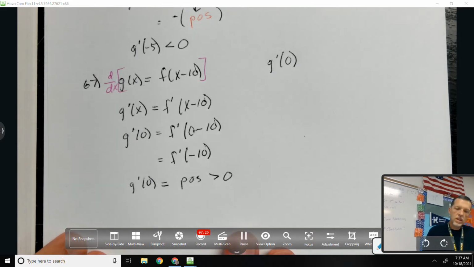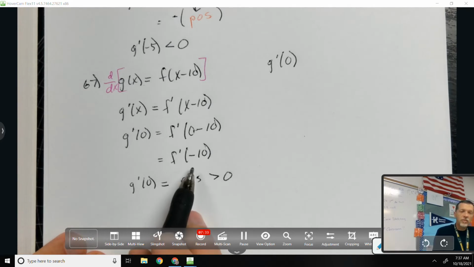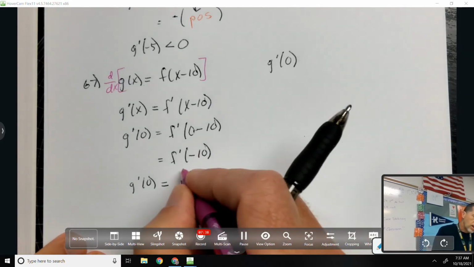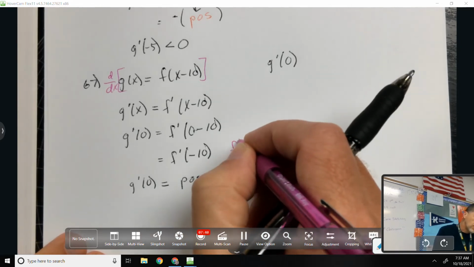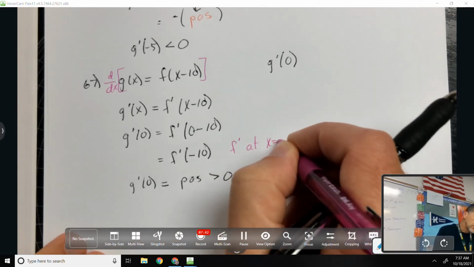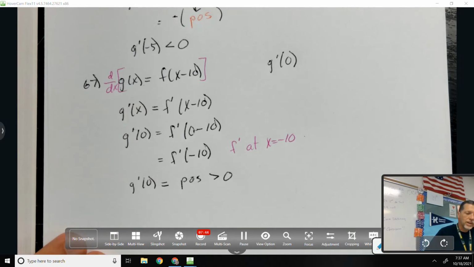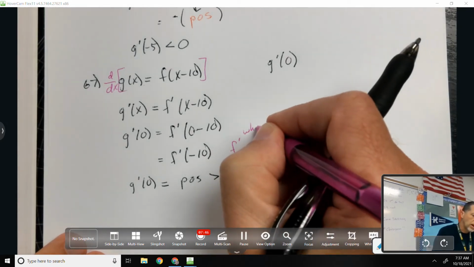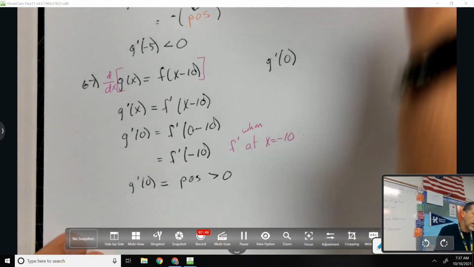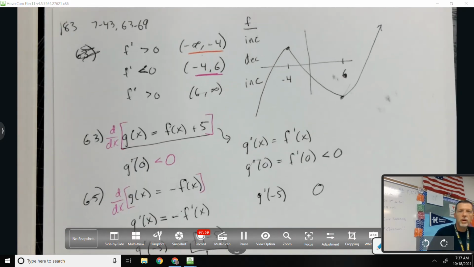Can you explain a little bit more about how you know which one to look for? Because I'm kind of confused about that. So like, how did I know f prime of negative 10? Yes. Okay. So remember, this means f prime at x equals negative 10, or when x equals negative 10, either way. So x is negative 10, back up here on my picture.